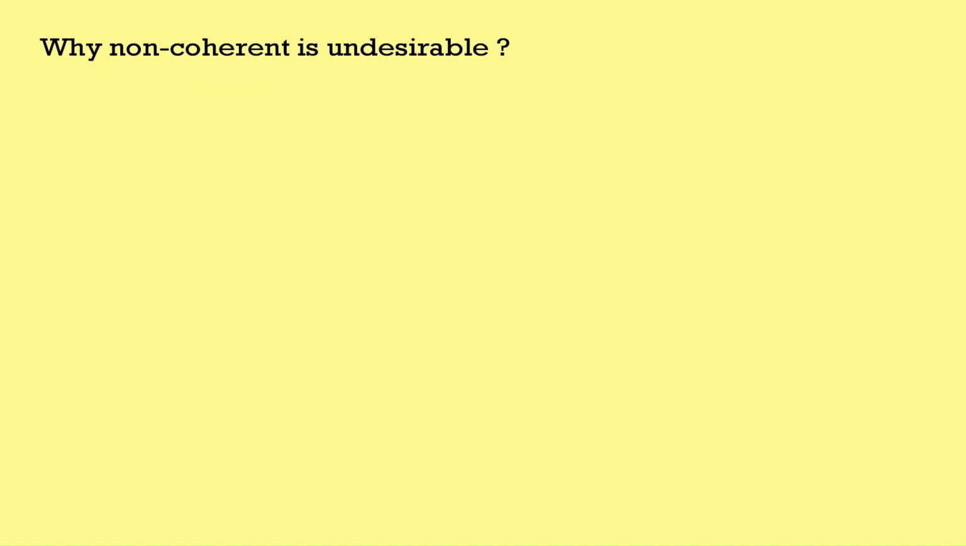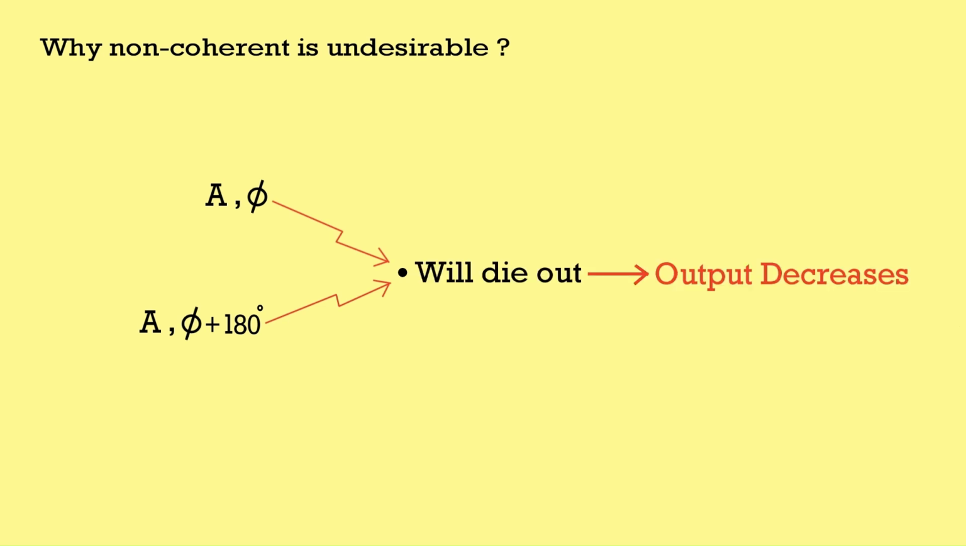Again and again, we talk about non-coherent, and it should be clear to you why non-coherent is undesirable. Suppose that we have two rays of electromagnetic wave with the same amplitude but a phase difference of 180 degrees. Then, when they coincide at a point, they will eventually die out, which will decrease the output. That is the reason why non-coherent electromagnetic waves are undesirable.